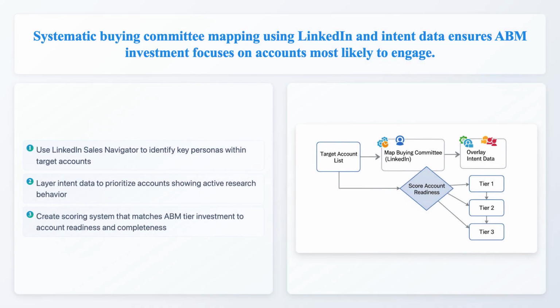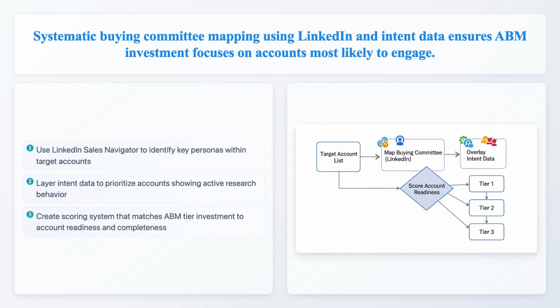Once you've identified target accounts, you must map the buying committee within each organization. Use LinkedIn Sales Navigator to systematically identify key personas. Search for titles like Chief Financial Officer, Head of Sustainability, VP Operations, and Chief Compliance Officer within your target companies. Don't just collect names, understand their backgrounds, recent activity, and potential pain points. Layer third-party intent data over this mapping.